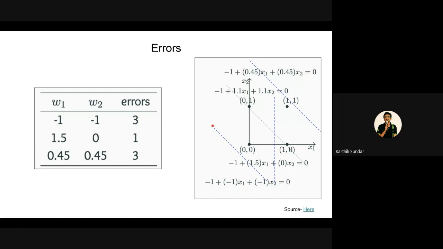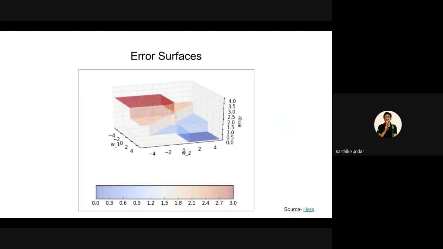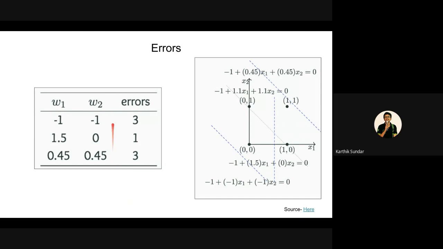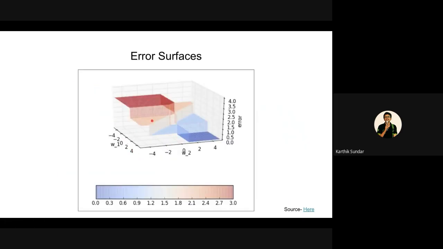And finally, we have this particular line where it generates everything as 1, and again it makes 3 errors. So this is the idea about errors. We just picked 3 different weights. But if you vary W1 and W2 and plot the errors, this is the error function you're going to get.